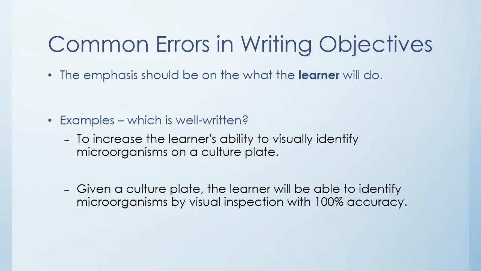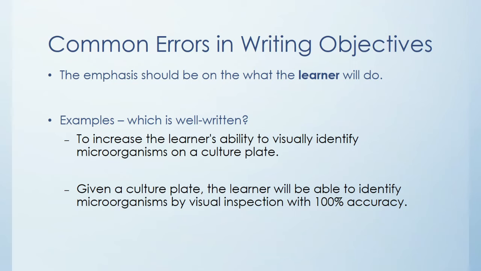So some common errors that occur in writing objectives, so make sure you don't do these when you're writing yours. The first is making sure that the emphasis is on what the learner will do. A lot of people will write the objective in terms of what the teacher will do, and it's supposed to be in terms of what the learner will do. So let's look at some examples. Which one is well written?